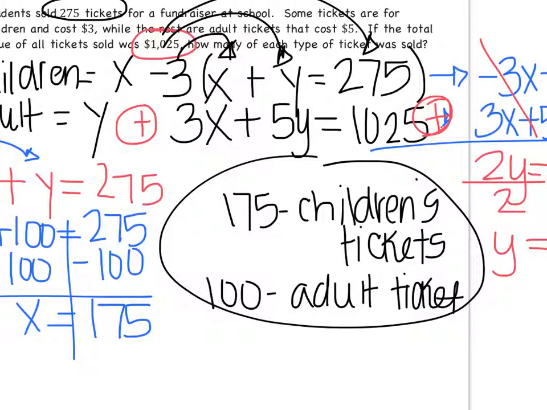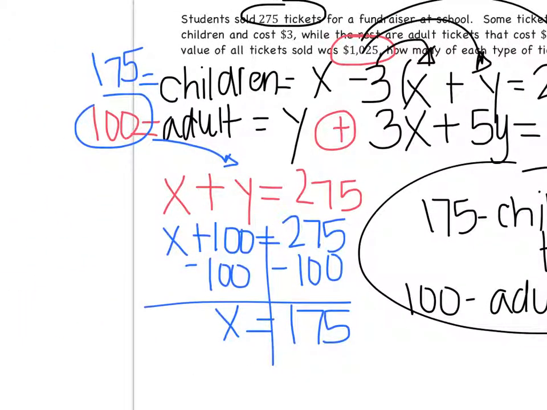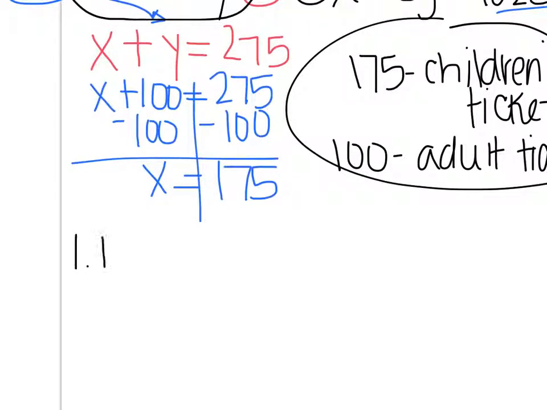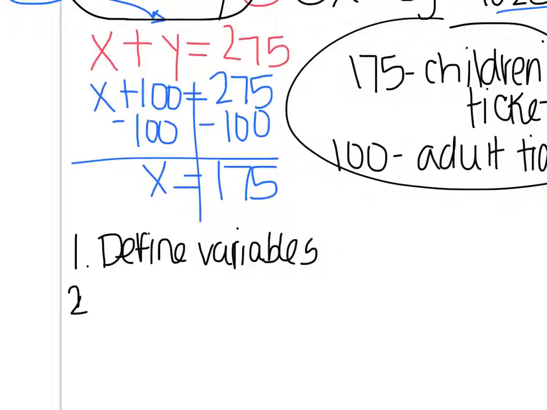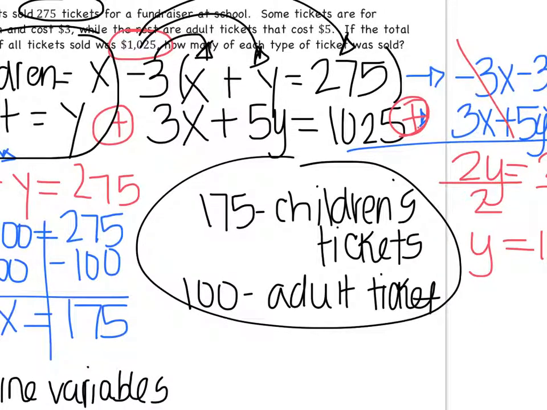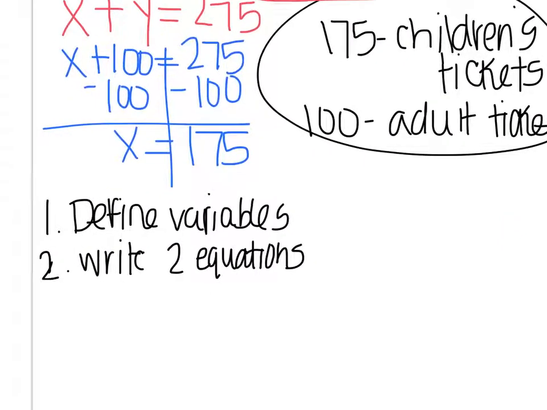So some of the main things that you need to do when you are given word problems like this, you need to first go through and say what your X is going to be equal to and what your Y is going to be equal to. So that's called when you define your variables. After that, you're going to have to write your two equations based on the information given. And that's what we did. We wrote our two equations here. And then the last thing you actually have to do is you have to solve.